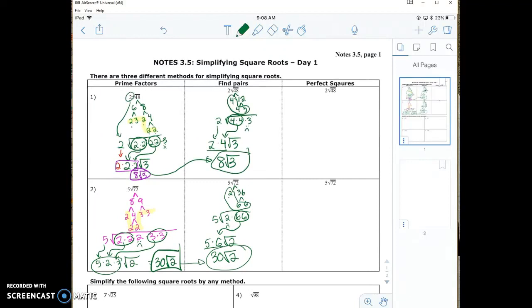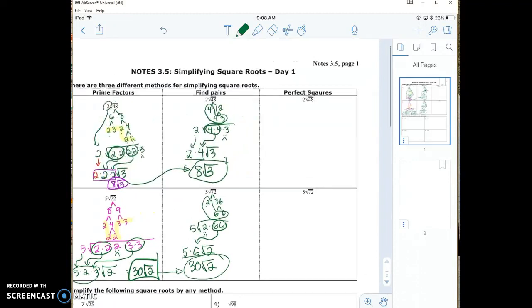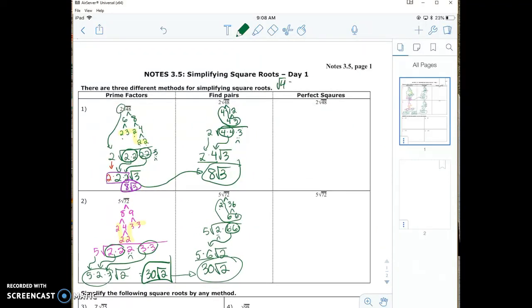The last way that we can solve these is by being familiar with our perfect squares. Perfect squares are things like the square root of 4, which we know is 2. Things that make whole numbers: the square root of 16 is 4, square root of 25 is 5, and so on.